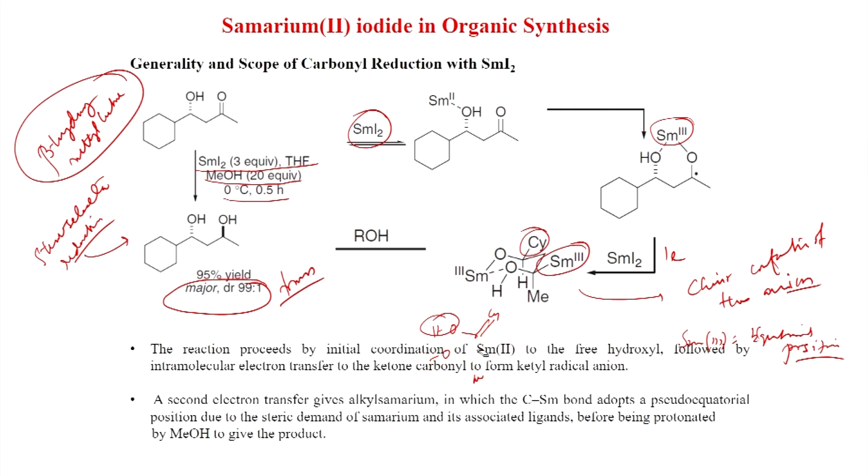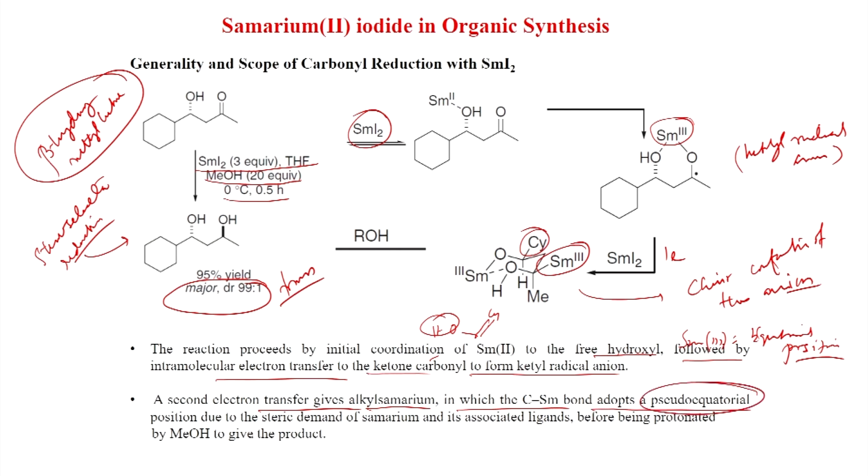The reaction proceeds by initial coordination of samarium(II) to the free hydroxyl, followed by intramolecular electron transfer to the ketone carbonyl to form the ketyl radical anion. So, this is the ketyl radical anion. A second electron transfer gives alkyl samarium, in which the C-samarium bond adopts a pseudo-equatorial position due to the steric demand of samarium and its associated ligands, before being protonated by methanol to give the product. So, this is very important, the chair conformation.